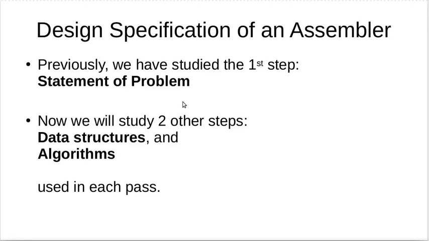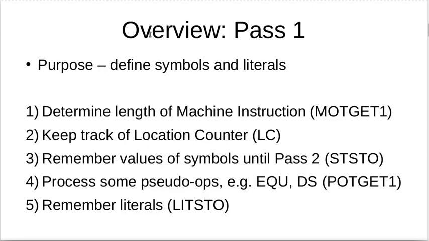One is to learn the data structures and the other is to learn the algorithms. So the data structures and algorithms used in every pass, in pass 1 and pass 2, we need to understand them. The overview of pass 1 and the overview of pass 2 is what we will preliminarily study. Pass 1 has a definite purpose: to define symbols and literals.